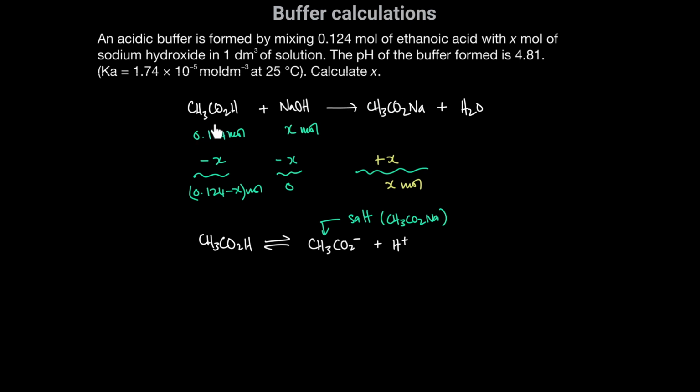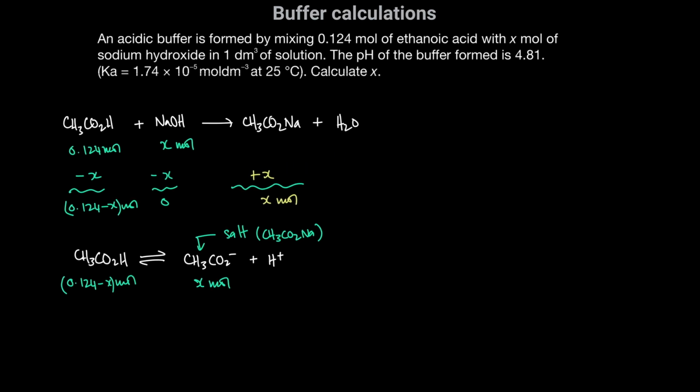And obviously the amount of acid that we have is just the amount of acid that was left over after the first reaction. We assume that none of it ionizes. So we have 0.124 minus X moles of acid, and we have X moles of the conjugate base. Now that we have the number of moles of each of these species present in this buffer solution, we can find the value of X.